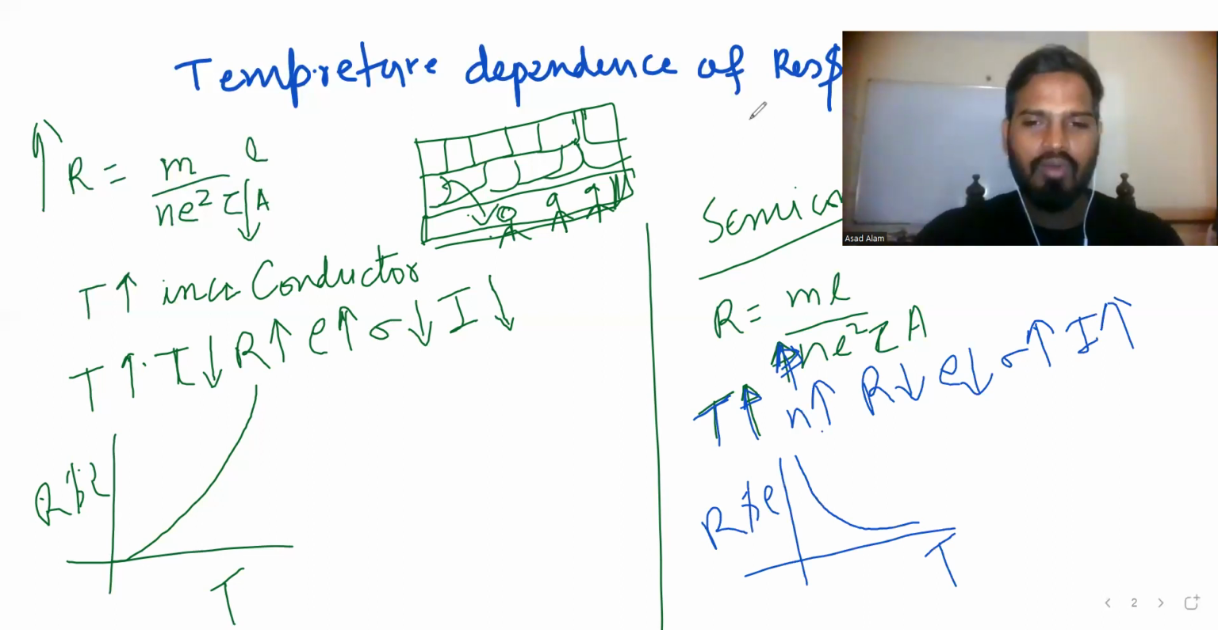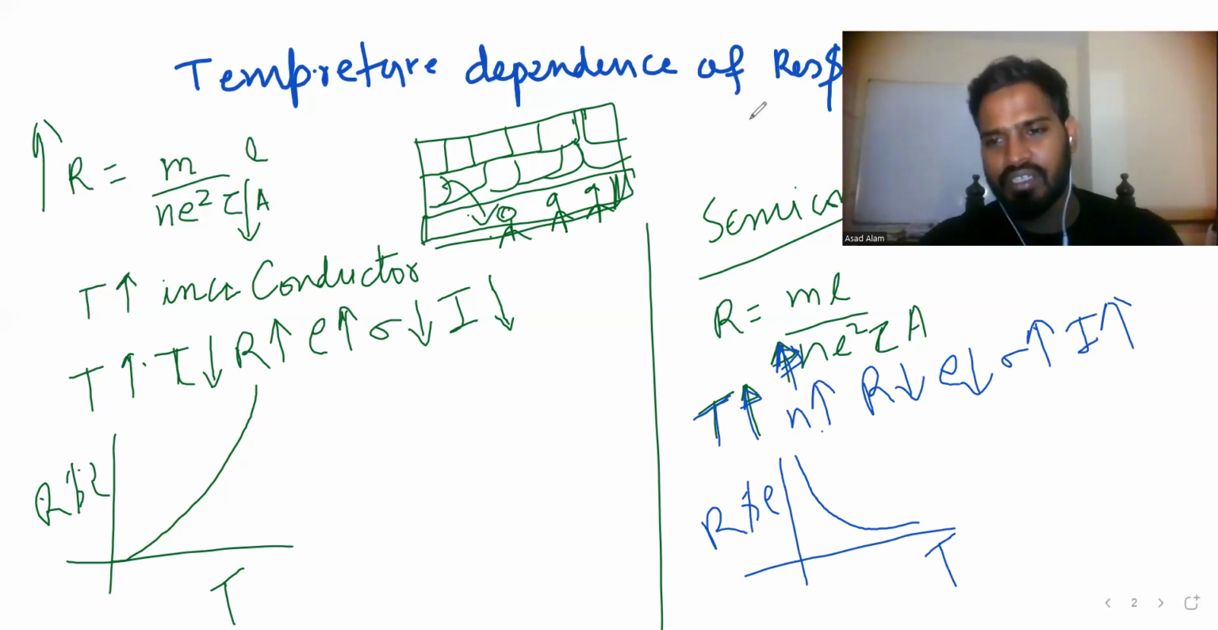So that is about a semiconductor and a conductor, how increasing temperature affects them, that we have learned. Now we are going to see, in a conductor, if you increase temperature, how much the resistance increases.